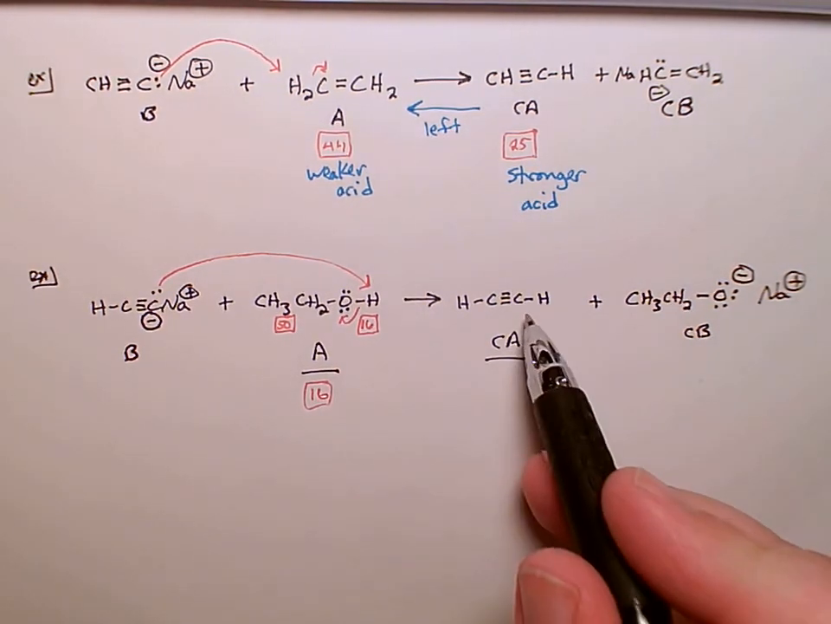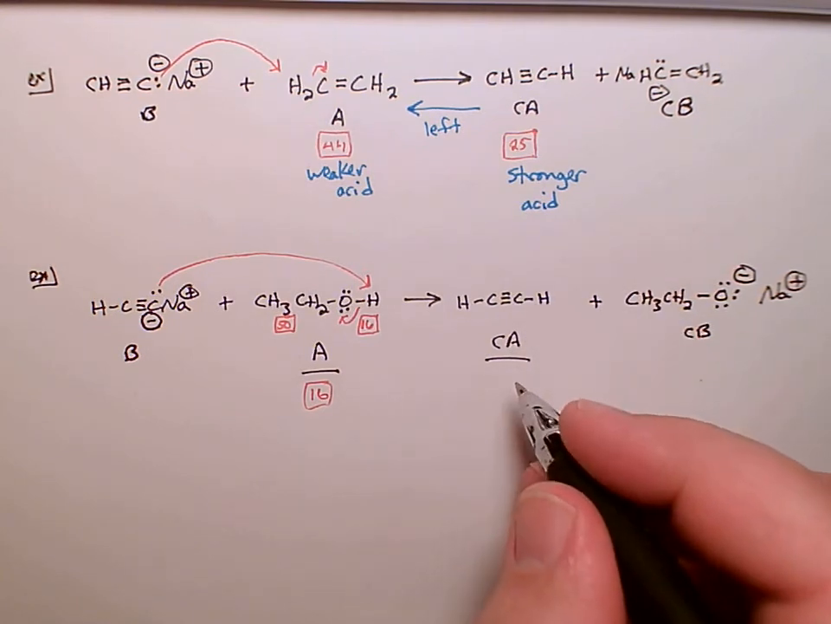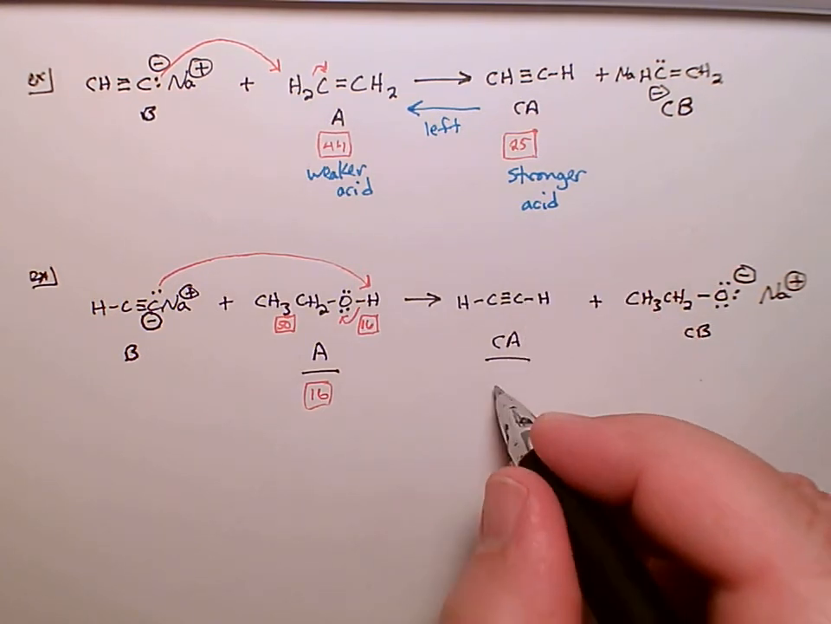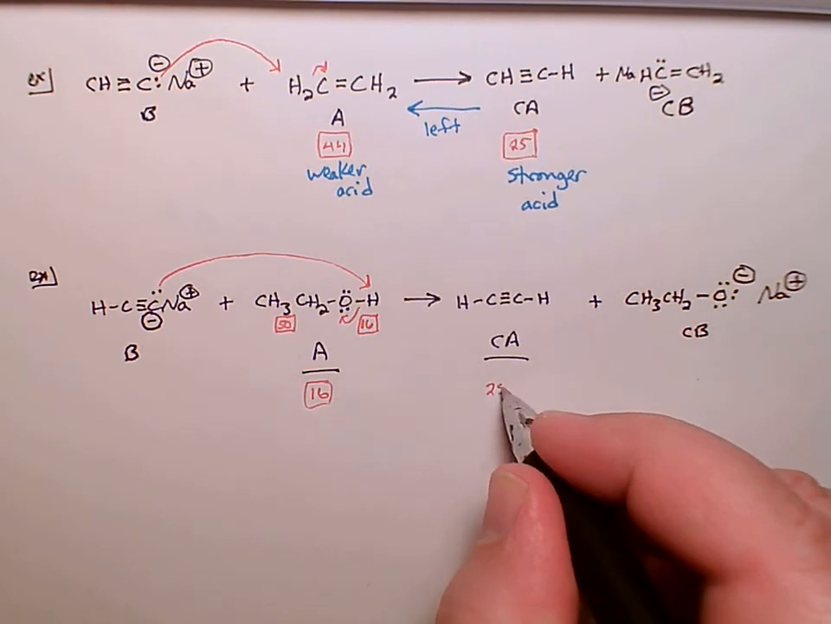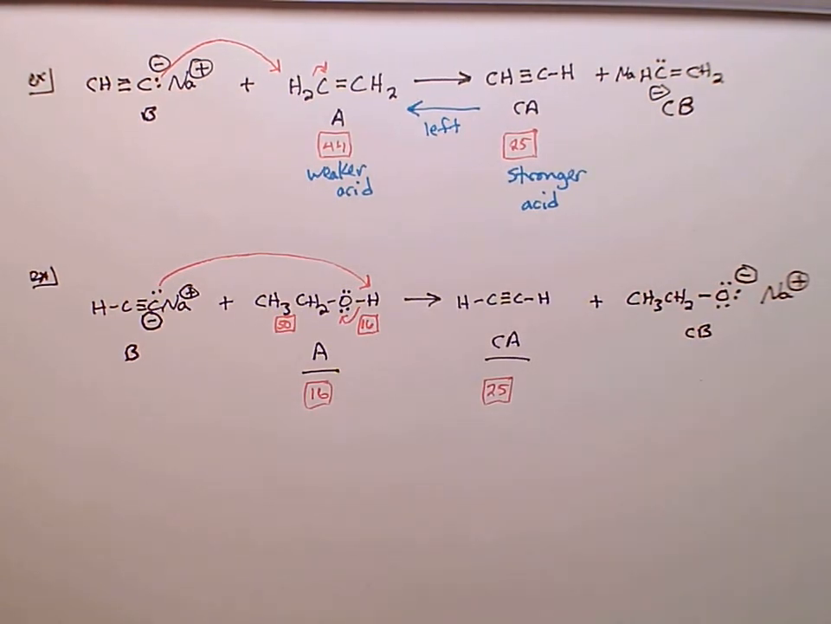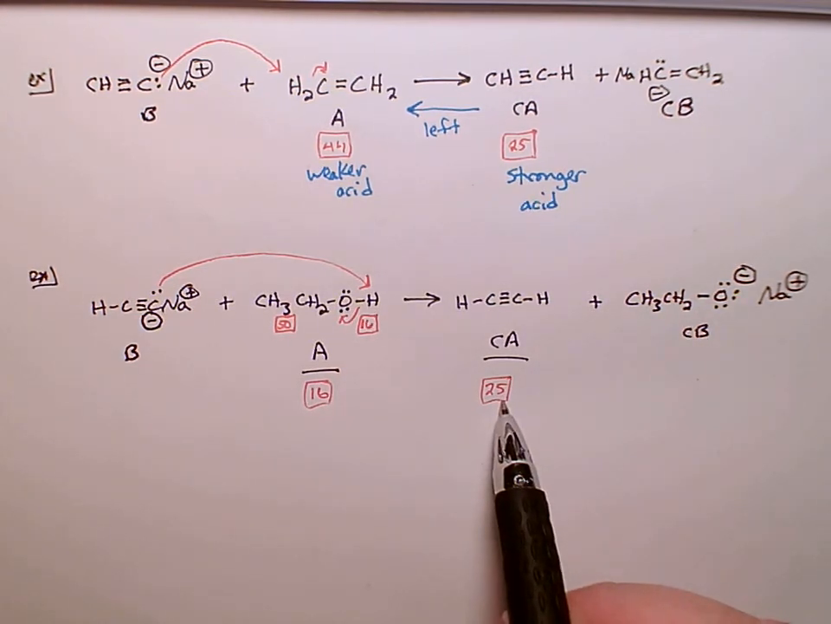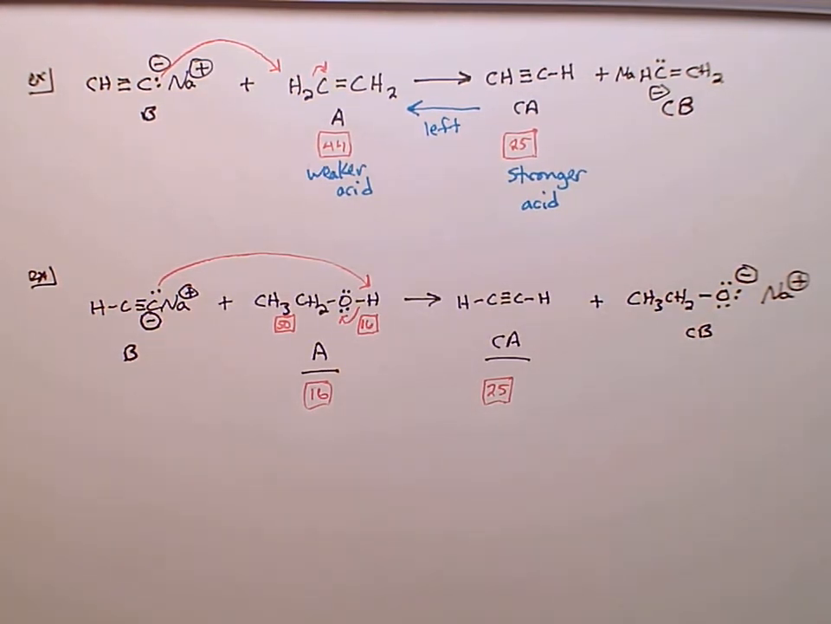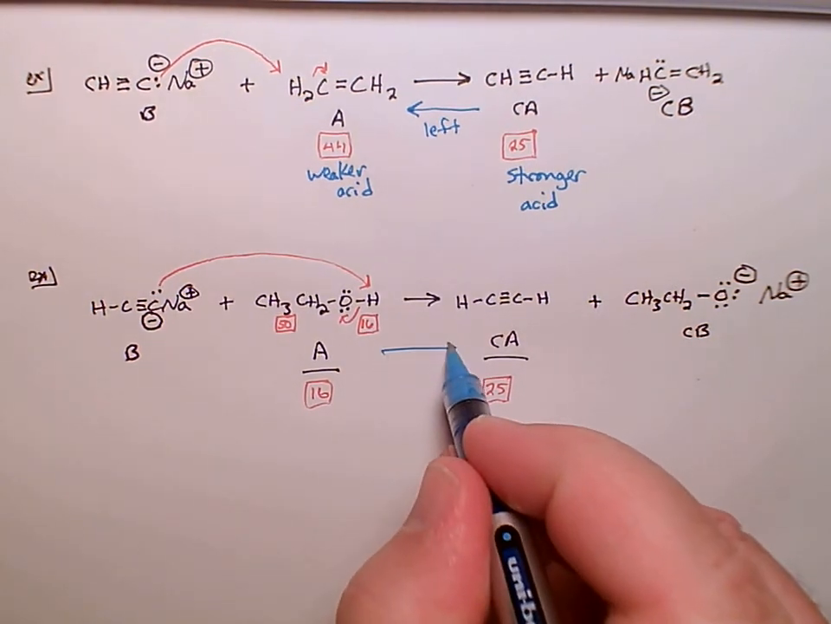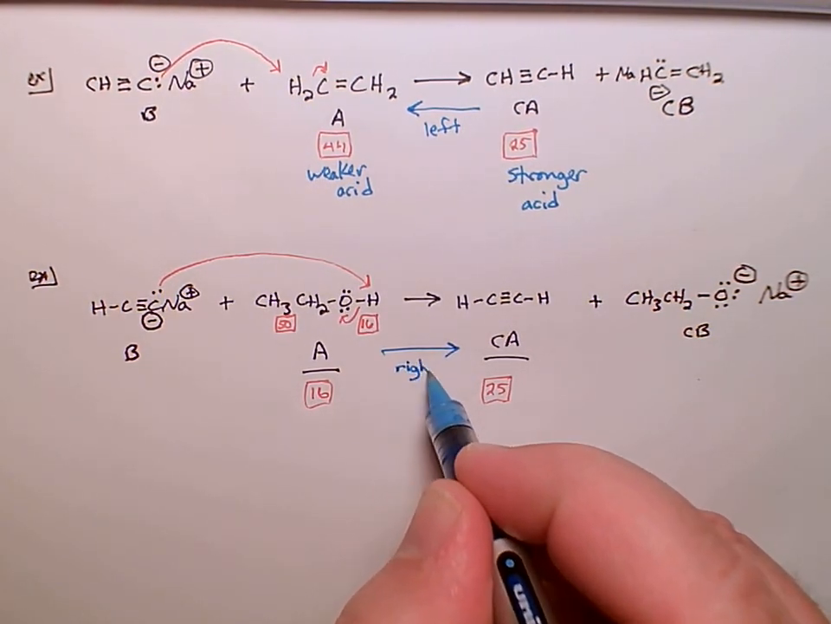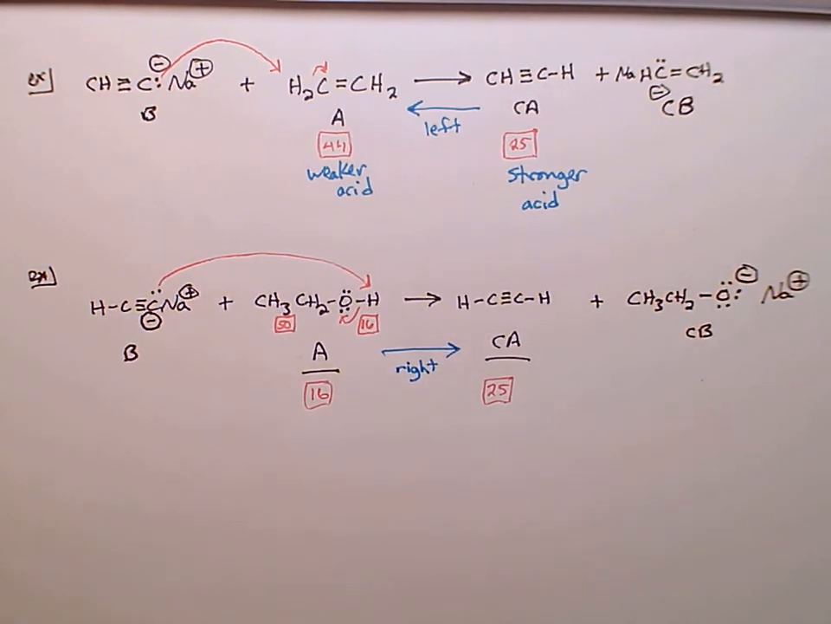And what's the pKa here? Well, this is an acetylene. We have our table memorized, don't we? That the pKa of a terminal alkyne is 25, which is the weaker acid, because we know the equilibrium favors the weaker acid. Larger pKa, weaker acid. We know the equilibrium goes to the right. Equilibrium lies to the right here. Cool.